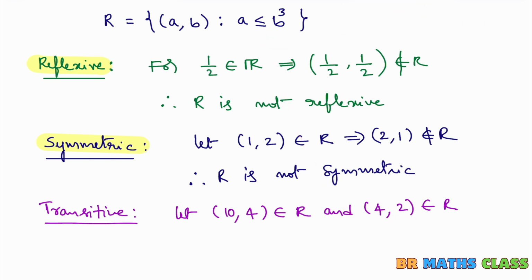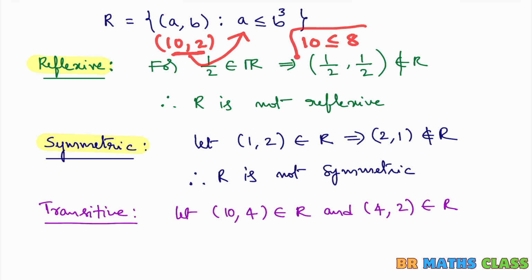So I identified a pair such that (x, y) and (y, z) are both in the relation. I need to check whether (10, 2) is in this relation or not. 10 is a real number, 2 is a real number. Now you substitute this ordered pair: in place of a you write 10, in place of b you write 2. 2 cubed is 8.